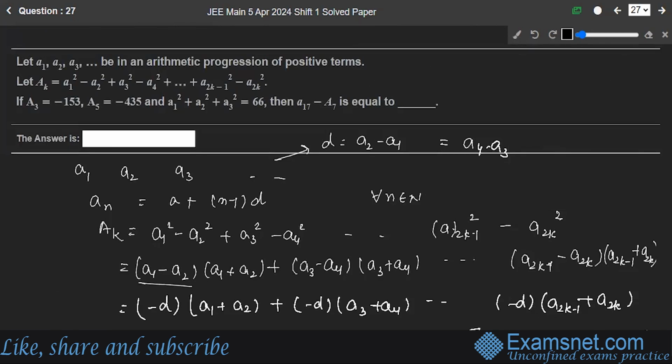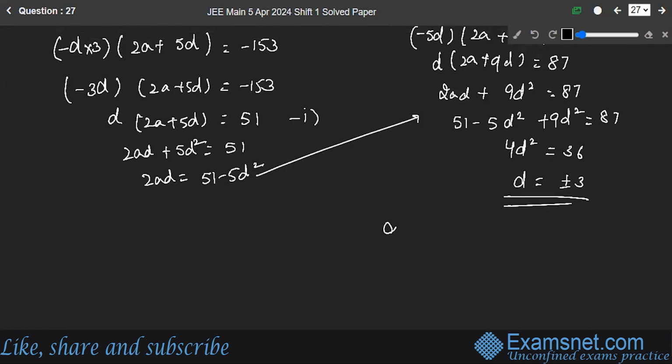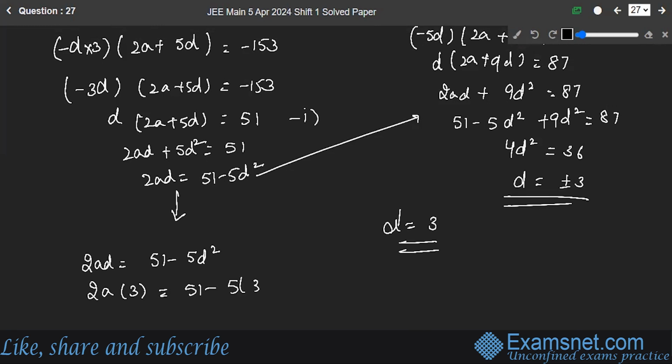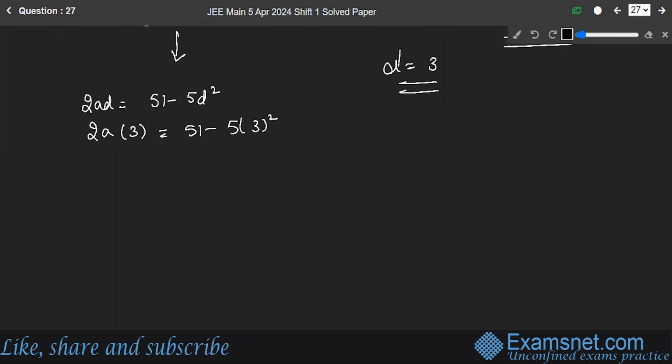Because in the question you are told that this is an AP of positive terms, that means I'll be taking D is equal to positive 3. So if D is equal to positive 3, let's fill in this equation. 2AD is equal to 51 minus 5D square. So 2AD is equal to 51 minus 5 into D square. Or 6A is equal to 51 minus 45, which is equal to 6. Or A will be equal to 1. I got the value of A as 1 and D as 3.